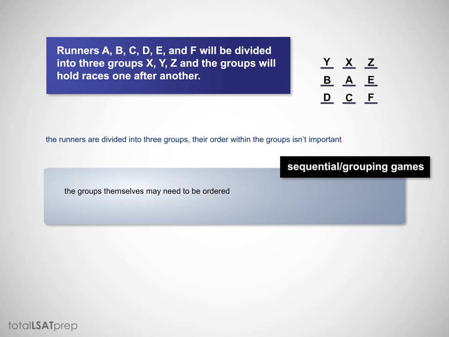So here the runners are divided into 3 groups, and their order within the groups isn't important. B is above D in Y, but that doesn't mean that B is before D. But in this arrangement, we see that group Y raced first, then group X, then Z. So that's the order that's important. It's the order of the groups, not of the elements within the group.